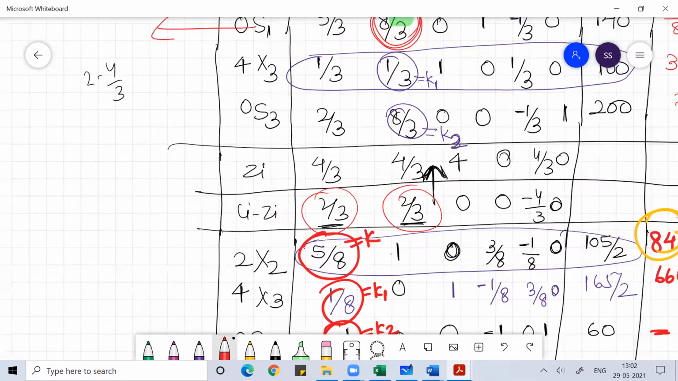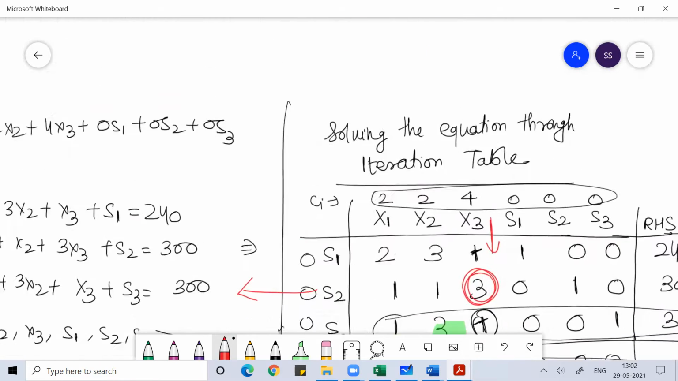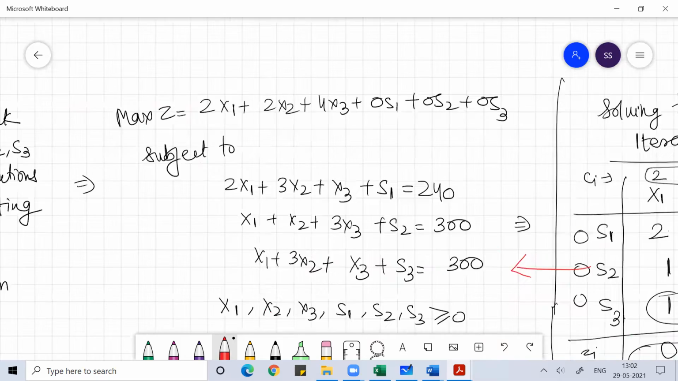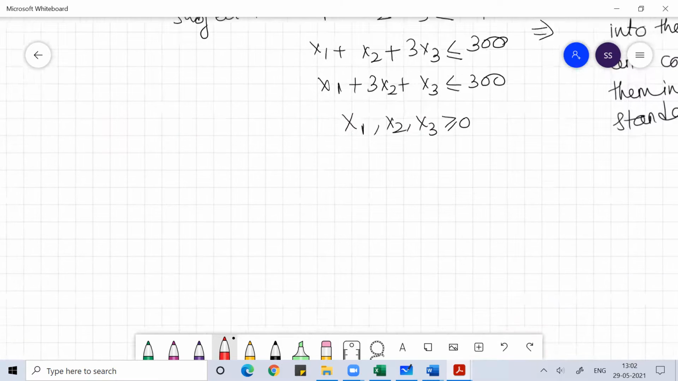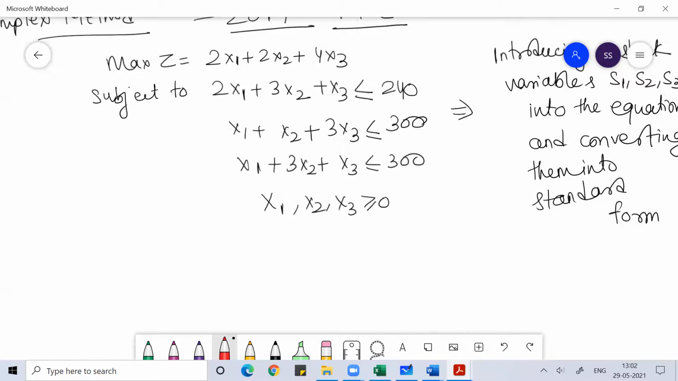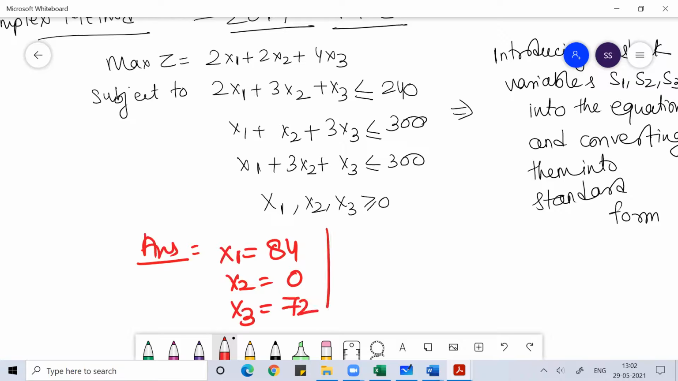This question came for 10 marks. So if I ask you the solution, the answer is X1 is equal to 84, X2 is equal to 0, and X3 is equal to 72. And the maximum value of Z you are getting is 456.